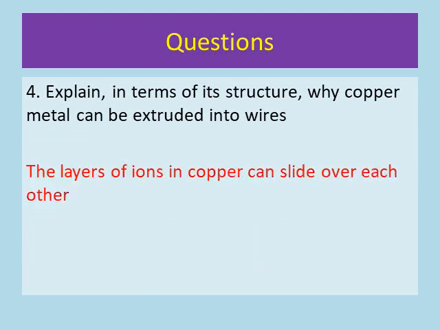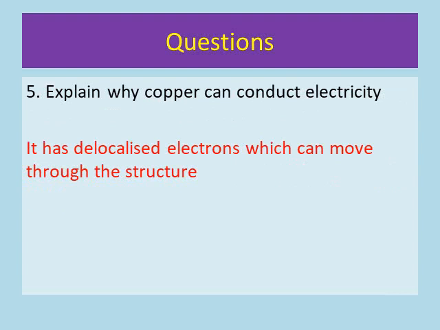Okay, so answers are, number 4, in copper, the layers of ions can slide over each other, which means that it can be extruded into wires, because copper is a pure metal. Number 5, copper can conduct electricity because it's got those delocalized electrons which can move throughout the structure. If you don't remember about delocalized electrons, go back to the previous lesson and remind yourself about them.